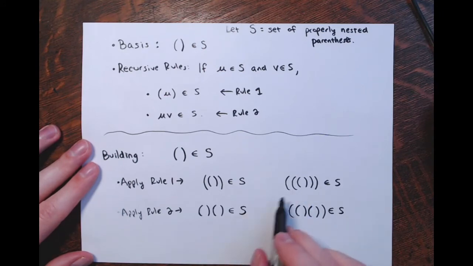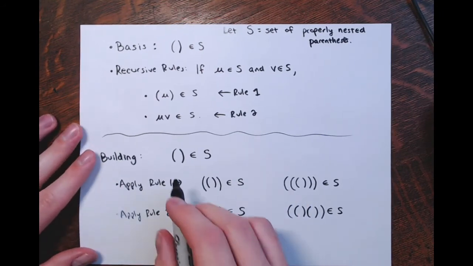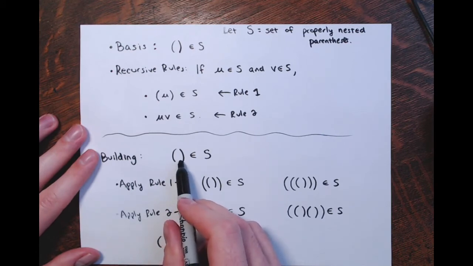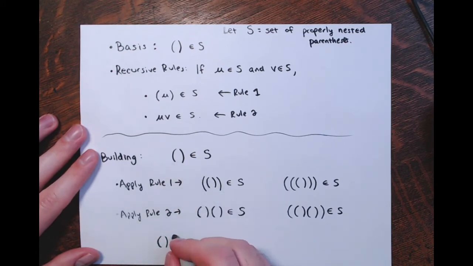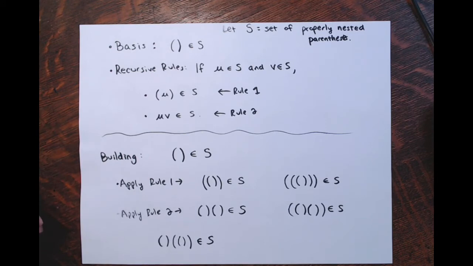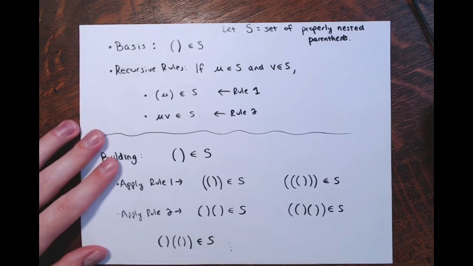And again, you can put things next to each other. So I could take this first element from the basis, and then this element that I found, and just put them next to each other. And this is also a sequence of properly nested parentheses. And I could do this forever. I could build sequences of properly nested parentheses all day long.